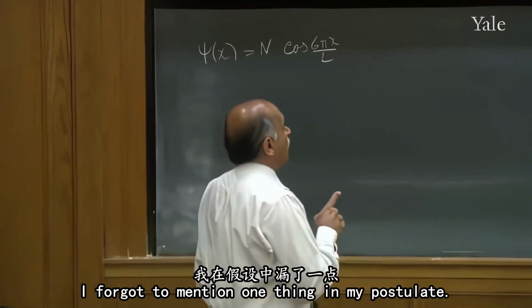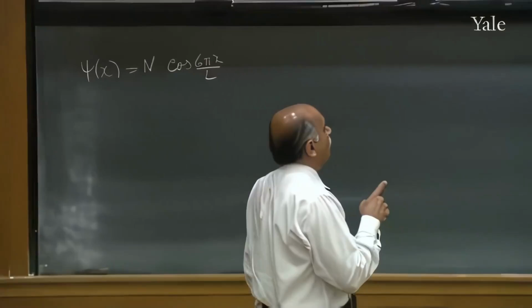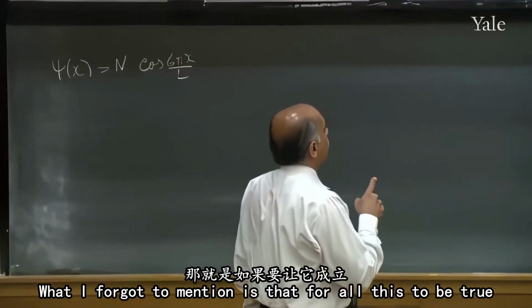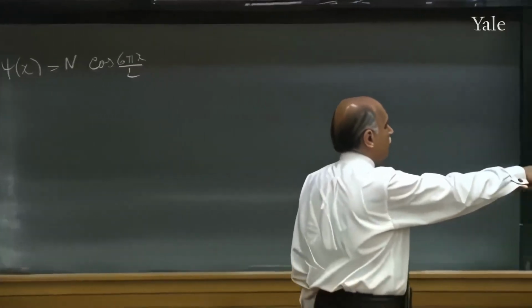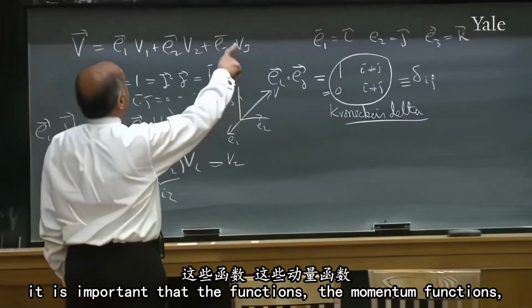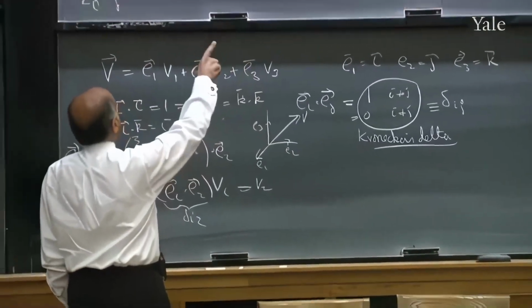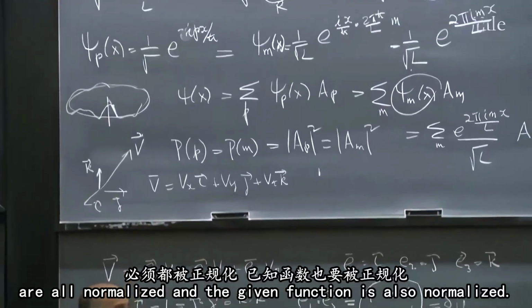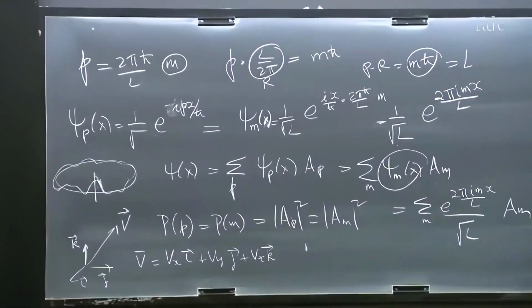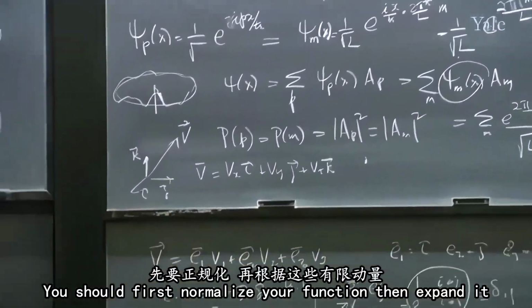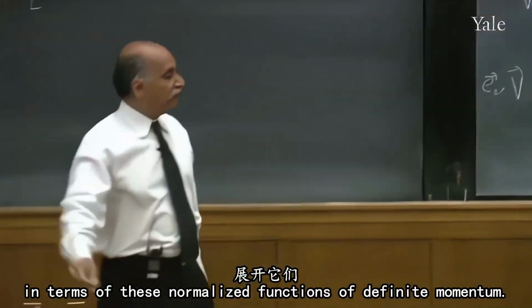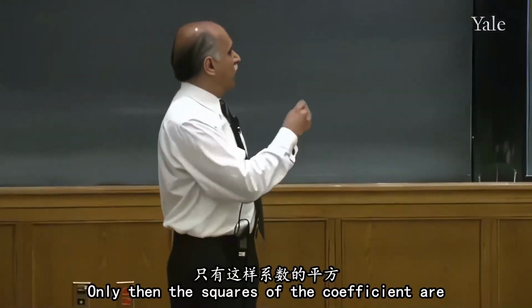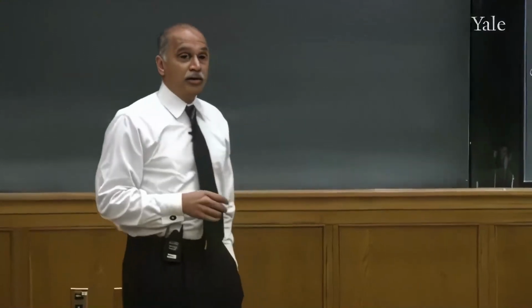I forgot to mention one thing in my postulate. What I forgot to mention is that for all this to be true, it is important that the momentum functions are all normalized, and the given function is also normalized. You should first normalize your function, then expand it in terms of these normalized functions of definite momentum. Only then the squares of the coefficients are the absolute probabilities.